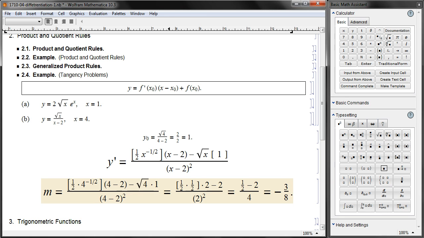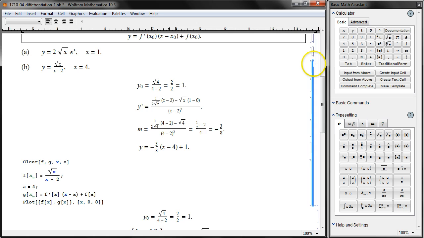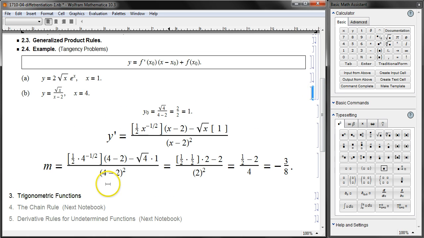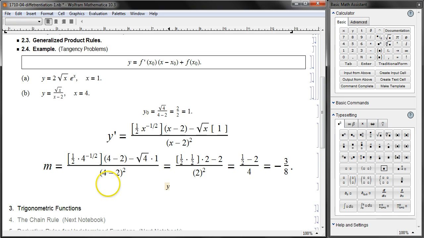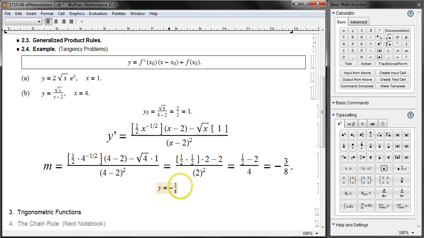Okay, please check my mental math. Oh, there's a much easier way to check. Okay, negative 3/8 is correct. Let's write down our final answer. y equals m(x minus x naught) plus y naught, and this is the final answer.